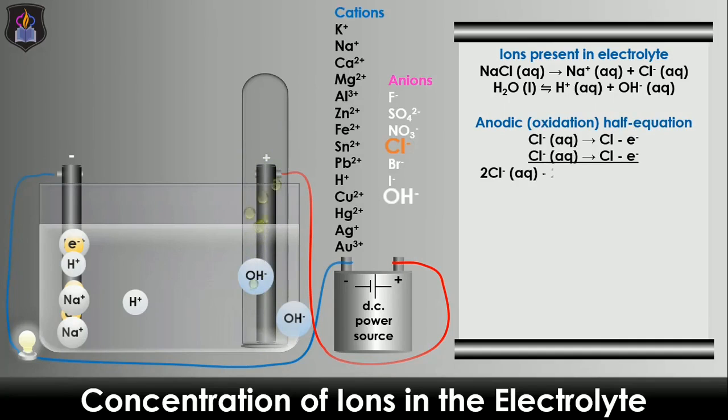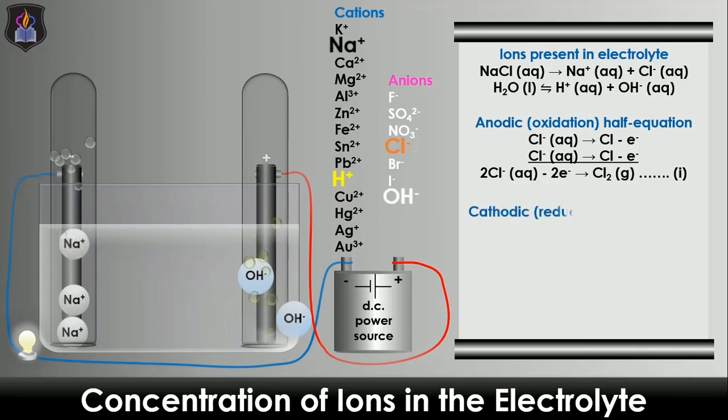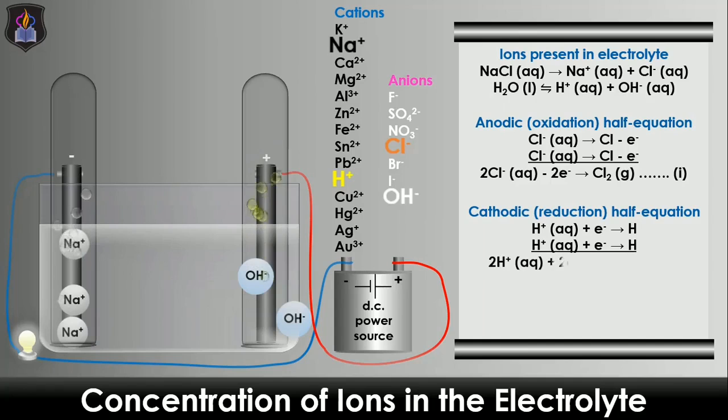At the cathode, sodium ions and hydrogen ions compete for discharge. But sodium ion is not discharged despite its higher concentration. This is because its distance from the hydrogen ion in the electrochemical series is too wide, or beyond the permitted gap. Hence, the first factor, position of ions in the electrochemical series, overrides. The hydrogen ion therefore undergoes reduction to form the gas at the cathode. Combining the two half equations gives the overall cell reaction.